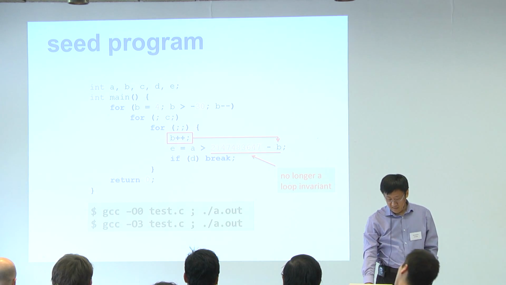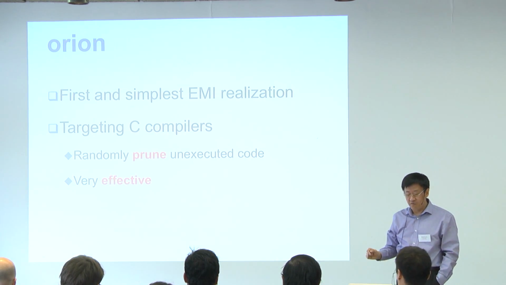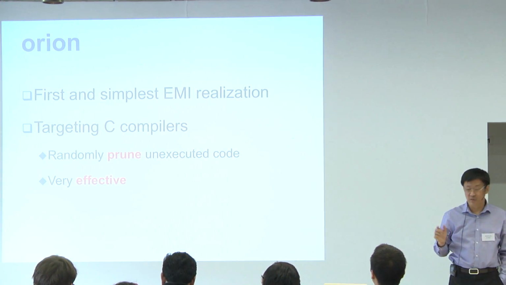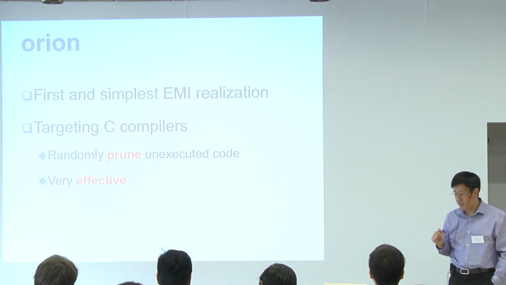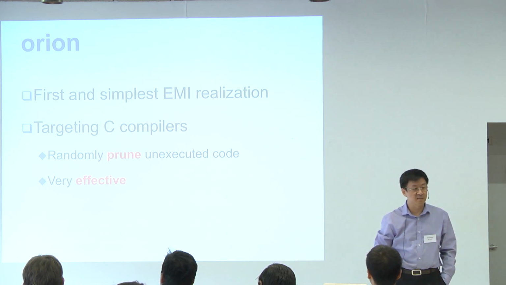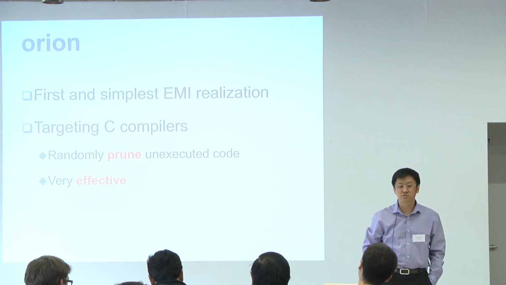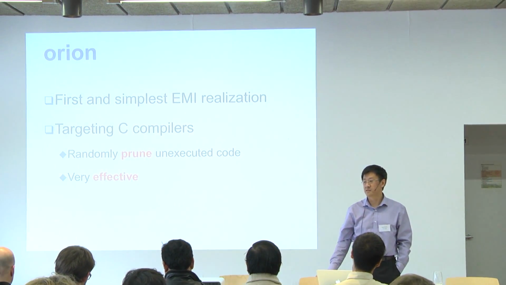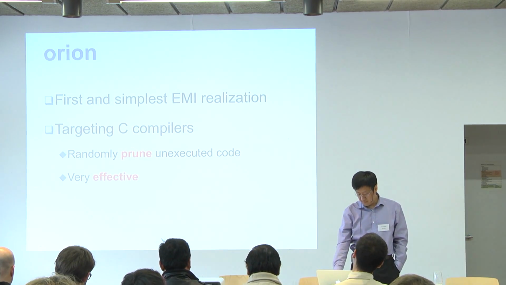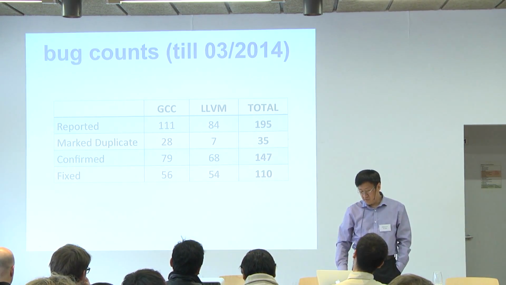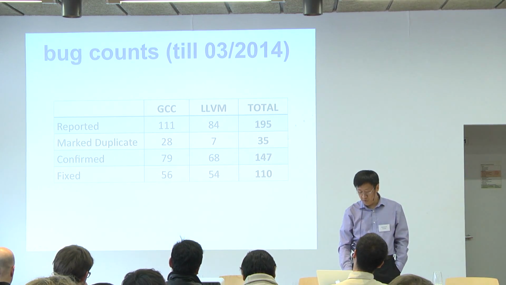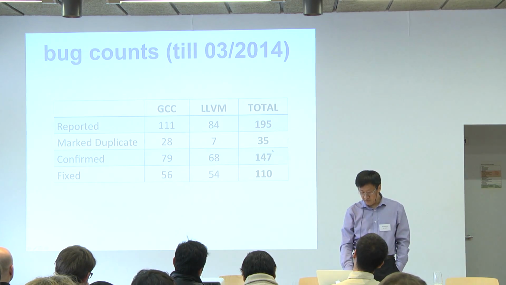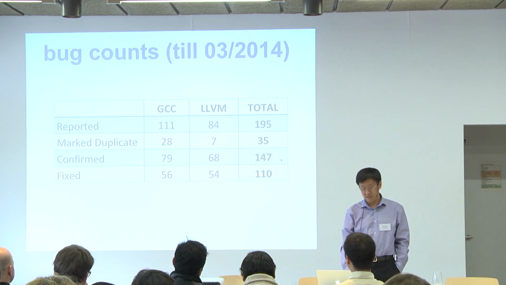Okay? And so what I described to you is our first and simplest realization of this EMI testing technique. We call that Orion, targeting C compilers. It only does random pruning of dead code. And the implementation is super simple, just a few hundred lines of C++. That's it. And in about 11 months of testing, we reported about 200 bugs to GCC and LLVM. At that point they had confirmed 147, and they have fixed 110.